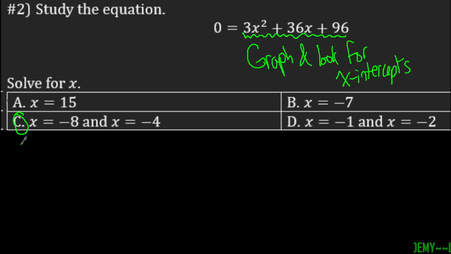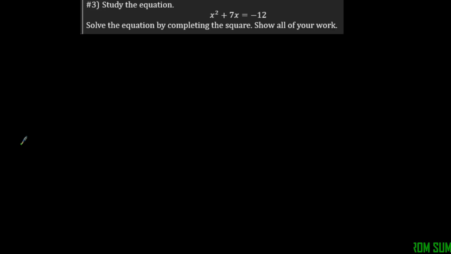So first 2, really easy. Don't have to show your work. Just be able to graph it out and solve. Moving on to number 3 though, this is where we're going to do a few steps here. So it says study the equation. I have x squared plus 7x equals -12. And it says solve the equation by completing the square and make sure you show all the work.